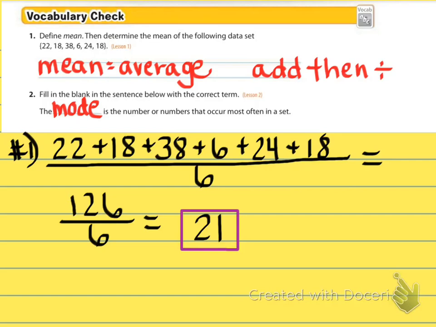And then here on the yellow lined paper, I've shown my work for number 1. I added up all the numbers in the list. There are 6 numbers, and I am dividing by 6. So when I add up all the numbers, the sum is 126 divided by 6, and the answer boxed in purple is 21. You would need to show me those same steps when you do your quiz tomorrow.